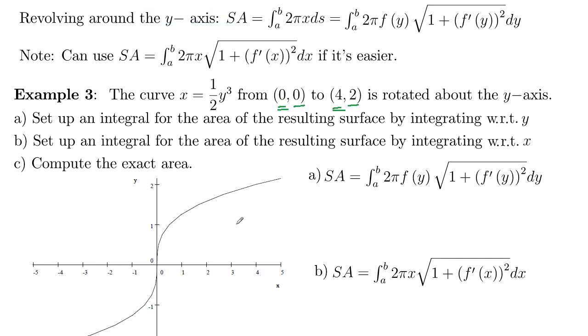So far we have been revolving around the x-axis. We now want to revolve around the y-axis. So in this case our surface area is going to be the integral of 2 pi x ds instead of the integral of 2 pi y.